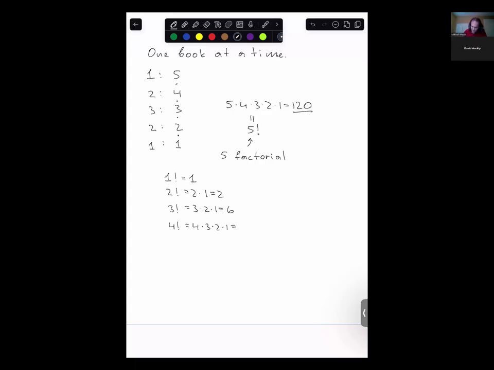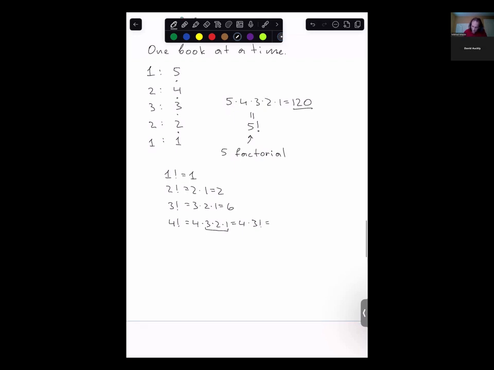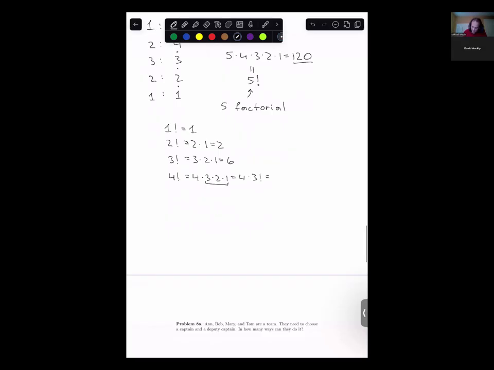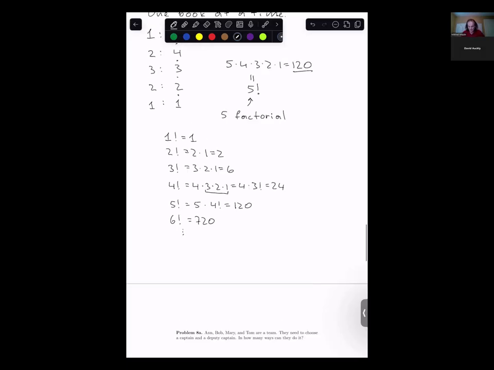So for computational reasons, you can notice that it is just 4 times 3 factorial, right? So this is 4 times 6. We already computed 3 factorial, so it was 6. So this is going to be 24. And then 5 factorial is going to be 5 times 4 factorial, right? So this is 120. And you can continue. 6 factorial is going to be 720, and so on. So it grows fast. After that, it becomes a really large number.